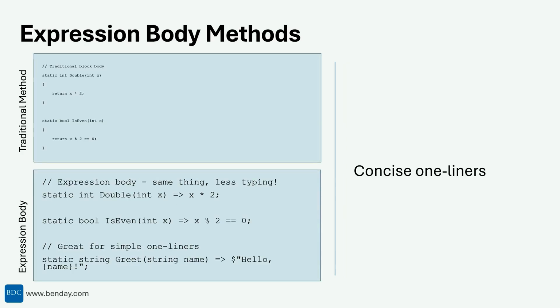For simple methods that just return an expression, you can use the arrow syntax. Same functionality, just cleaner for one-liners. I love these for simple calculations.